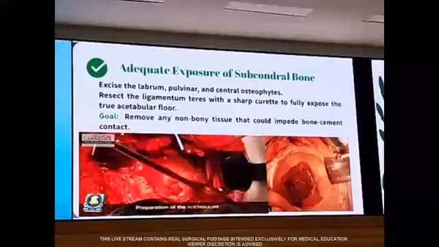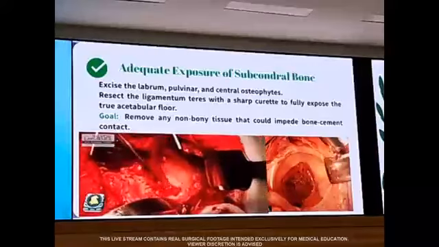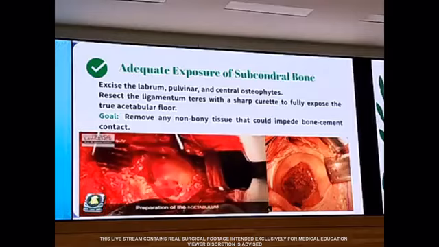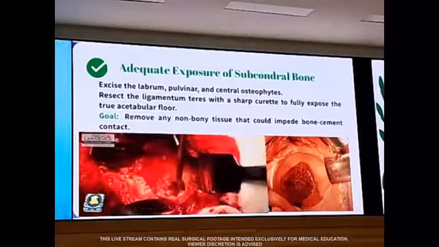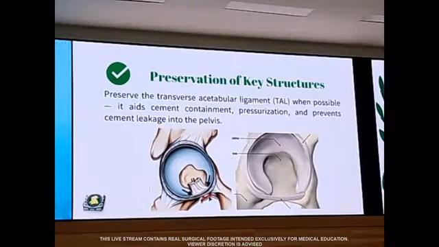Excise the labrum, pulvinar, central osteophytes, resect the ligamentum teres with a sharp curette to fully expose the true acetabular floor. Remove any bony tissue that could impede bone cement contact. Preserve the transverse acetabular ligament when possible. It adds cement containment, pressurization, and prevents cement leakage into the pelvis.